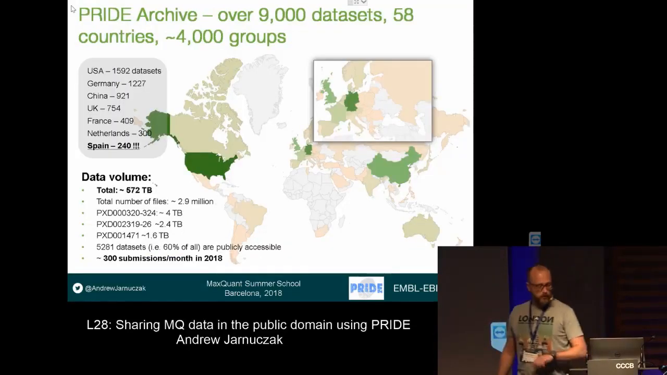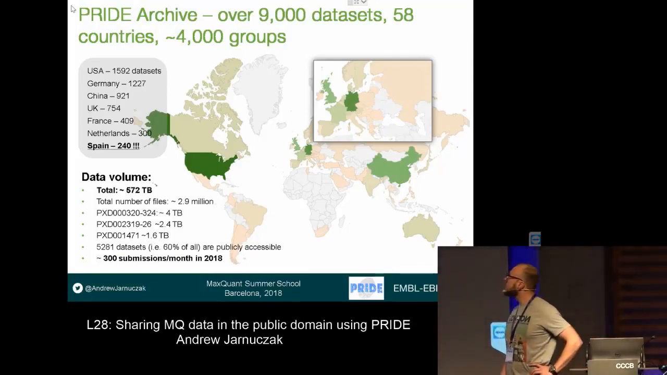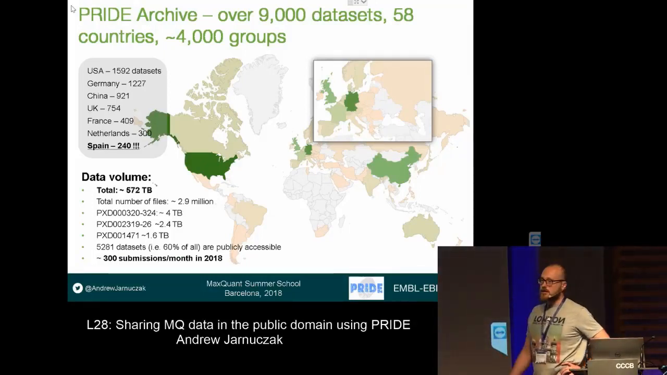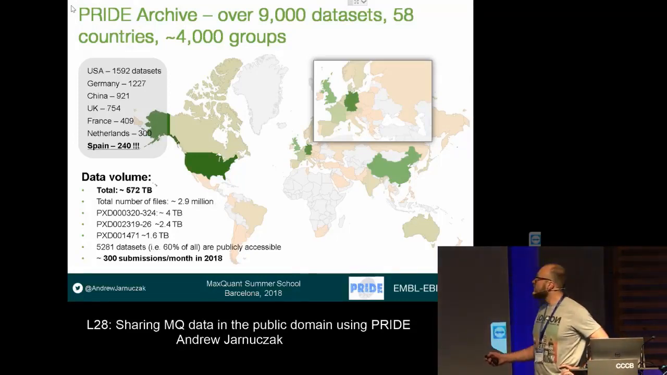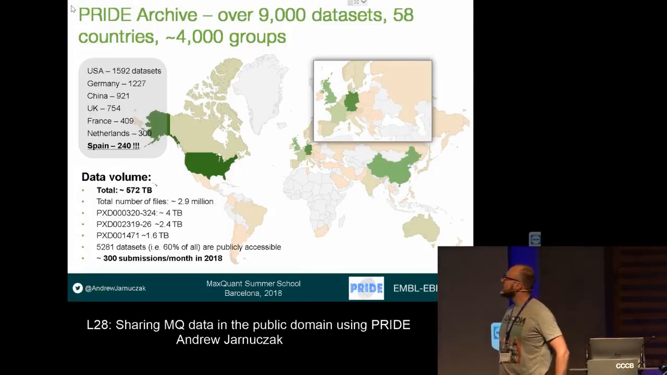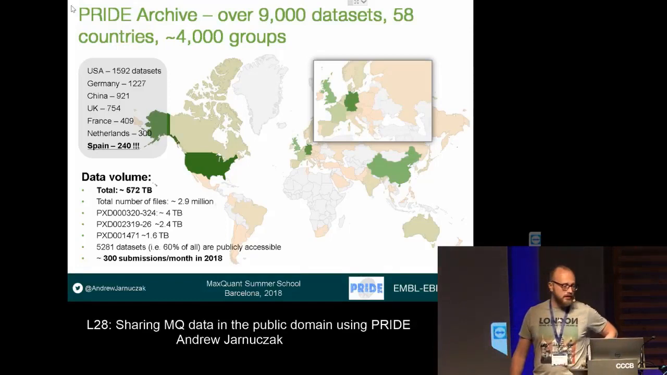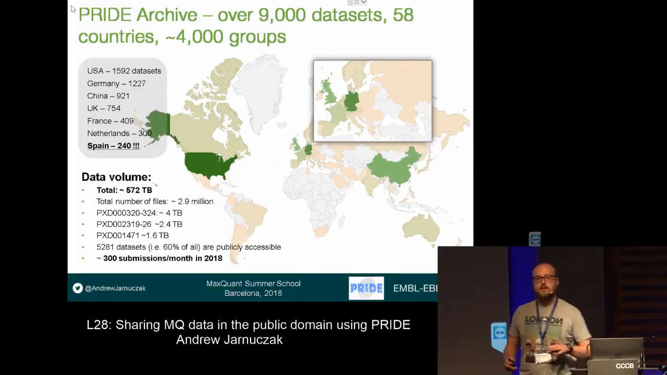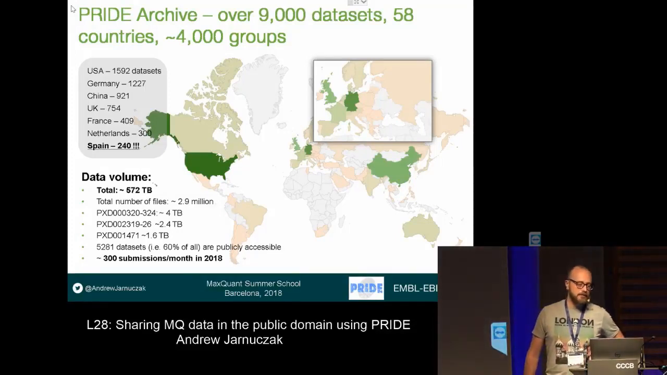Okay, so now moving on to the actual data in PRIDE. In terms of data content, right now we have over 9,000 datasets, coming from close to 60 different countries and roughly 4,000 groups across the world. And we like the statistics. The countries from which we see the most datasets come are the US, Germany, and China. But of course, Spain is also doing very well and definitely in the top 10 of our submitters.